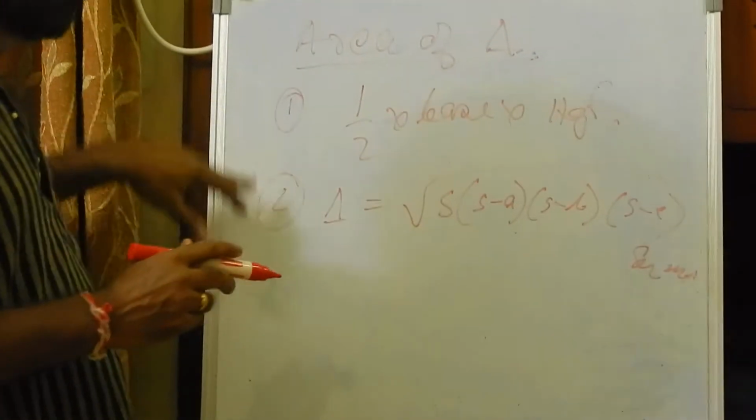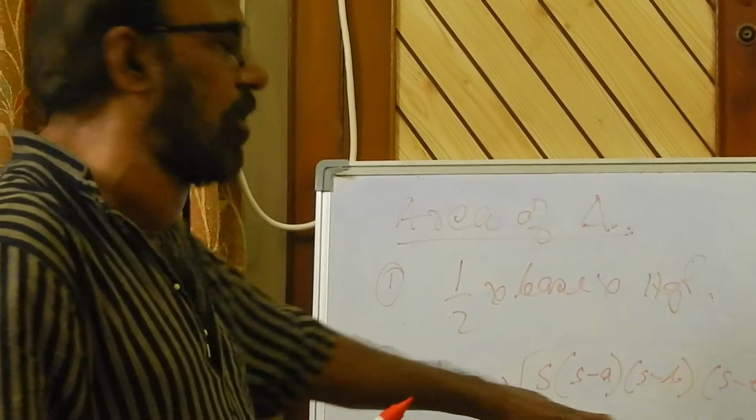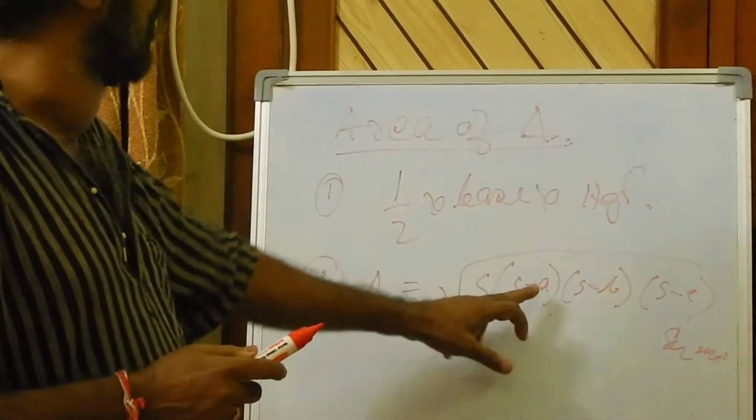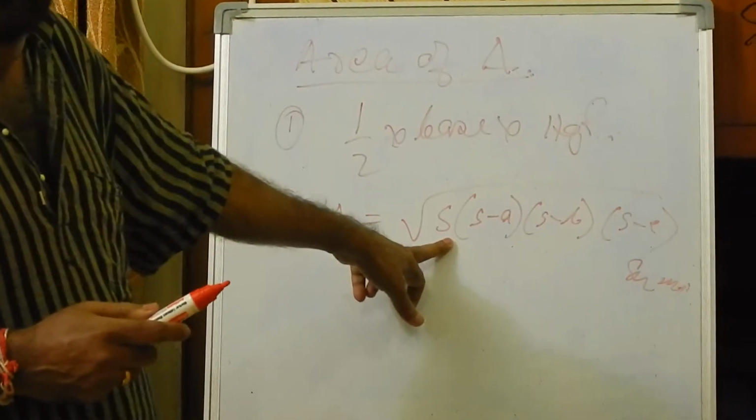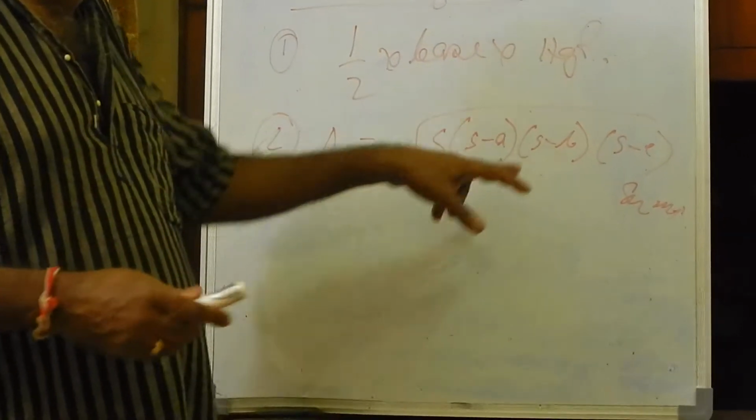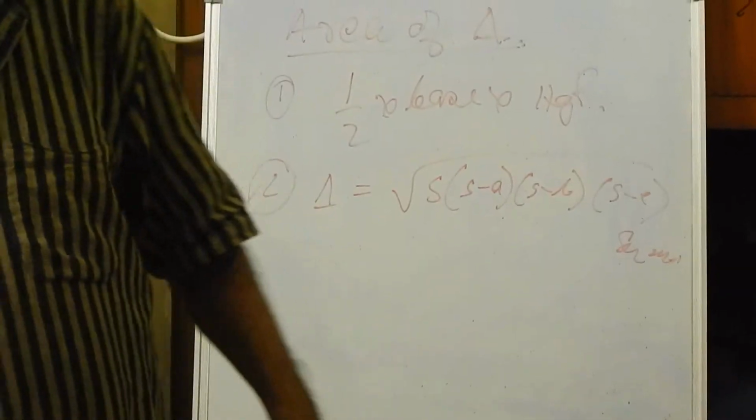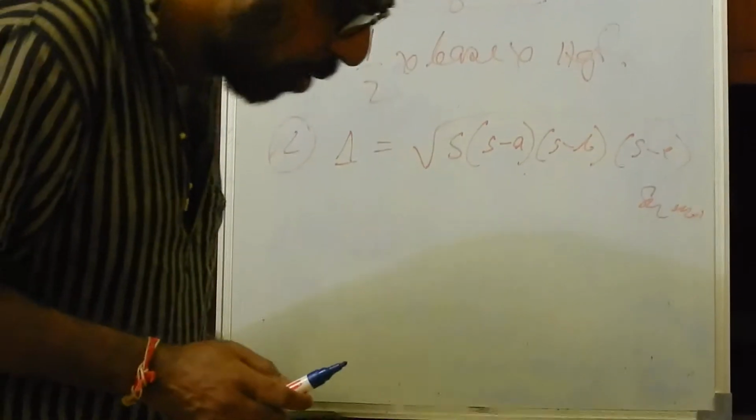So there are two basic formulas. One is half into base into height, and the second one is Heron's formula, root over S into S minus A, S minus B, S minus C, where S is the semi-perimeter equal to A plus B plus C by 2, and A, B, C are the respective sides of the triangle. I think it is clear up to now.